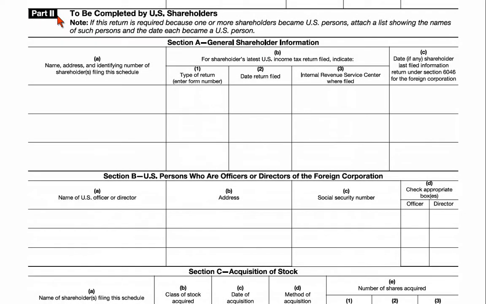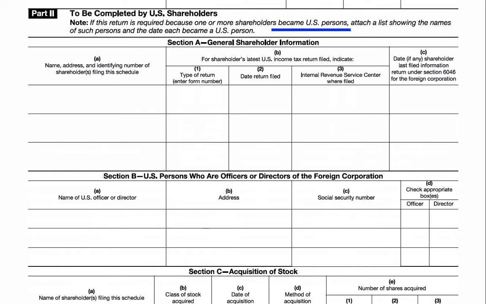Part 2 is broken into sections A through F. Section A has basic information about the U.S. shareholders, including the name, address, identifying number, the type of tax return filed by that shareholder, the date the return was filed, where it was filed, and if applicable, the last time the shareholder filed a Schedule O for this foreign corporation. Note that Category 3 filers include individuals who become U.S.